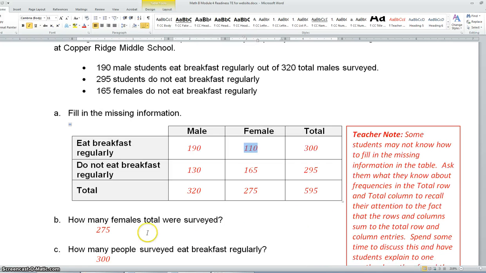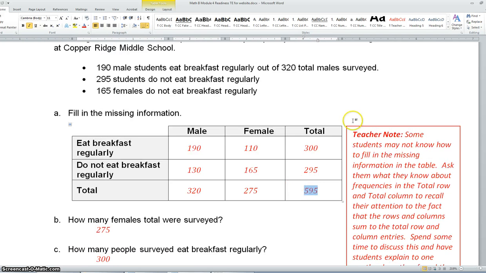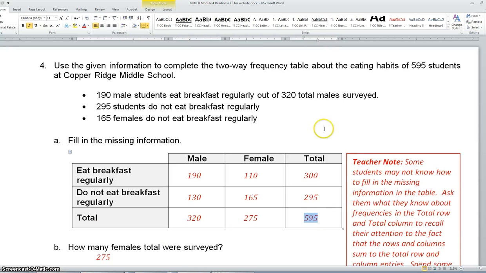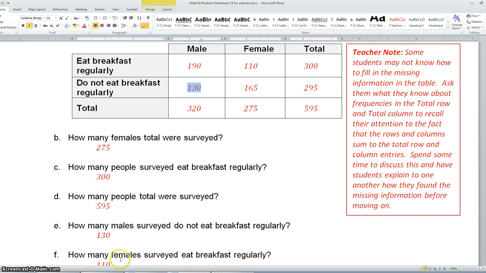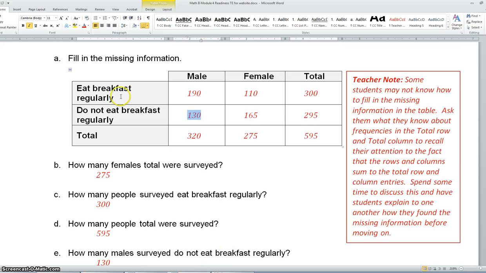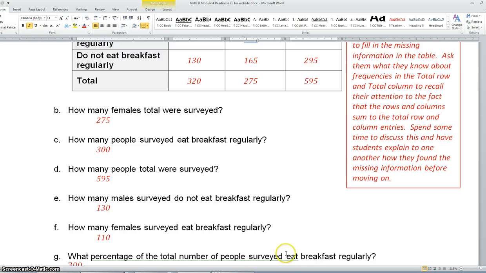Okay? How many females total were surveyed? All you got to do is look at the total number of females surveyed in this column, and it's 275. How many people surveyed ate breakfast regularly? That's this row, 300. How many people total were surveyed? 595. That was given to us up here, and we can just look at the total. Okay? How many males surveyed do not eat breakfast regularly? So males that don't eat breakfast regularly is this number here, 130. How many female surveys do eat breakfast regularly? So they eat breakfast and they're female. That's that number, 110.